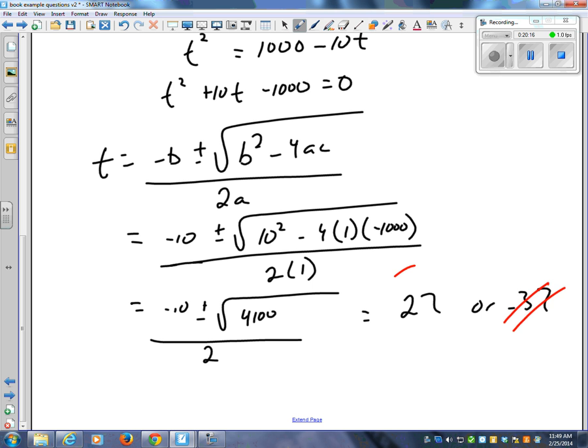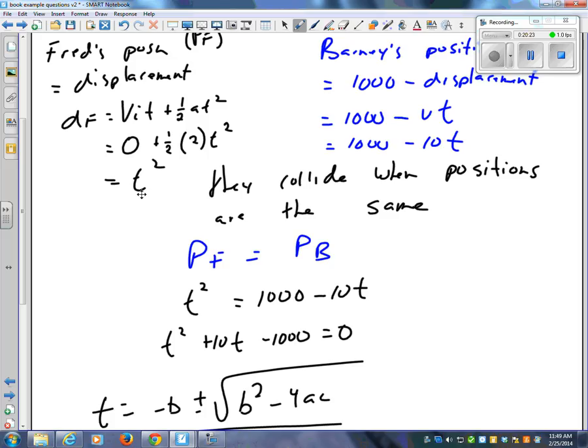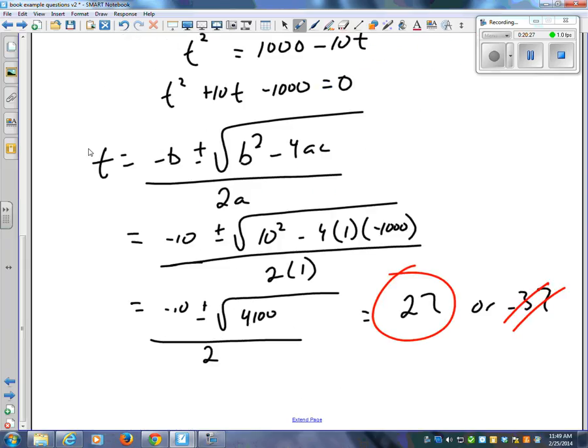They collide after 27 seconds. We could also predict where they collide, right? By plugging 27 into here. Squaring it would tell us Fred's position. They didn't ask that on the question, so we'll leave it. 729.